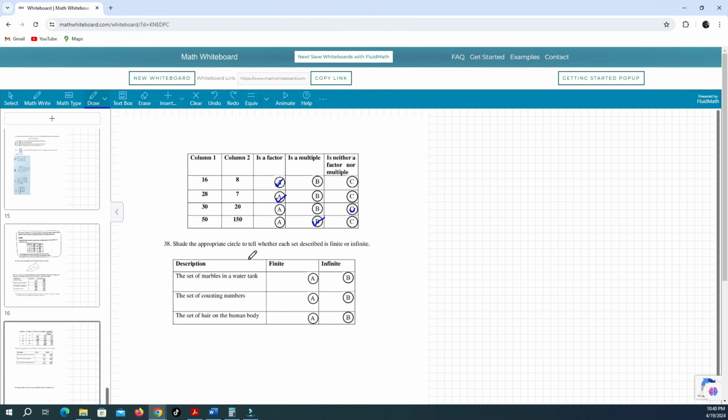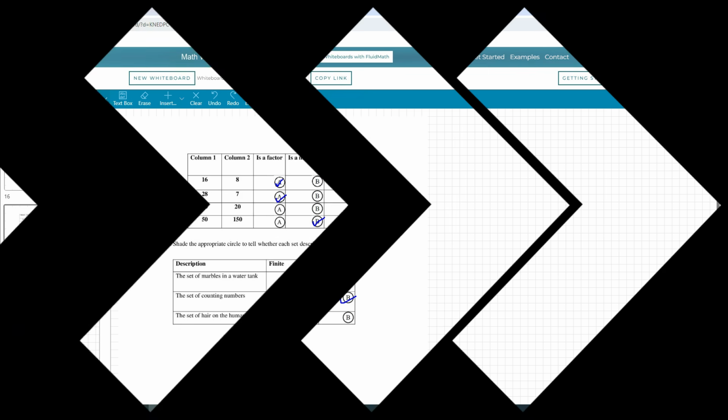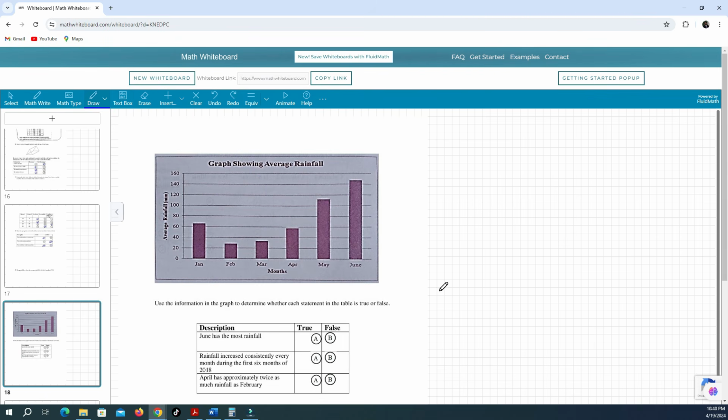All right, shade the appropriate circle to tell whether each set described is finite or infinite. So the set of marbles in a water tank, I would say that's finite. Set of counting numbers, that's definitely infinite. The set of hair in a human body, to me, is finite. So those are my selections. Almost there.